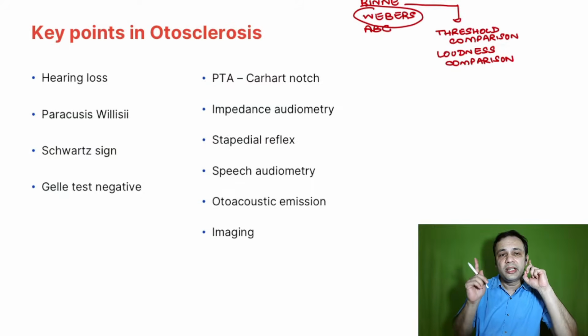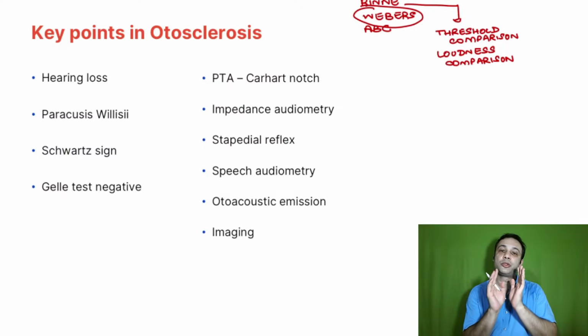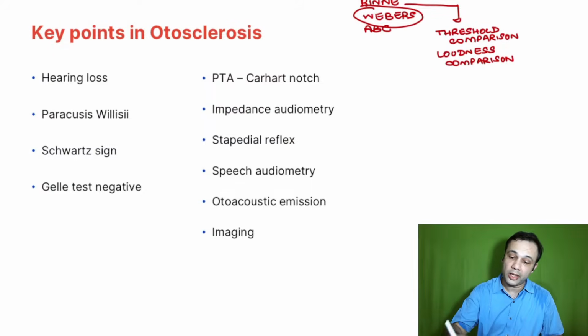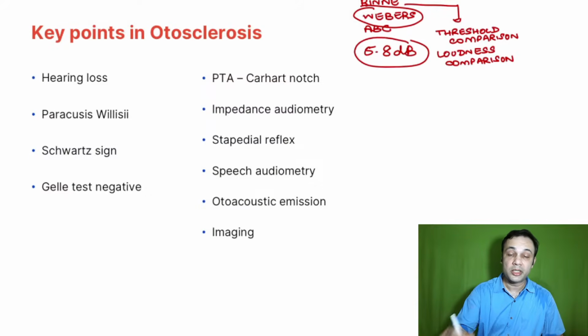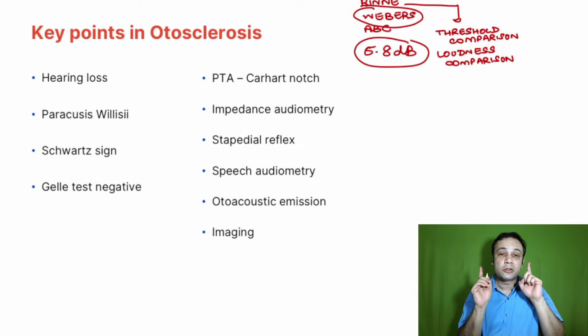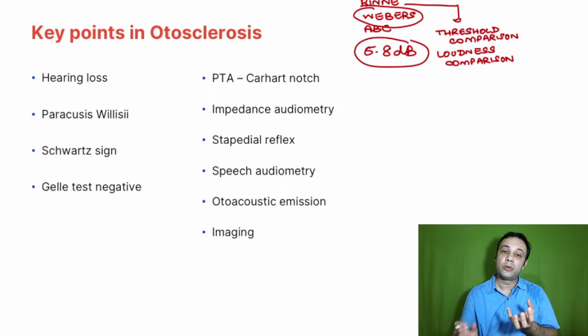So what should be the interaural difference for a Weber's to be lateralized to one side? You're looking at approximately 5 to 8 decibels. So Weber's test will be lateralized only if there's a difference of 5 to 8 decibels. So it's a very, very sensitive test as far as hearing loss is concerned. Sometimes, or more often, we say the tuning fork tests are better than the pure tone audiometry.